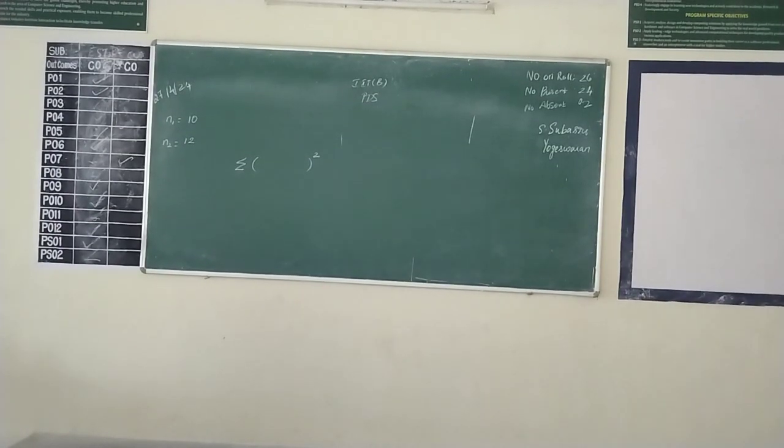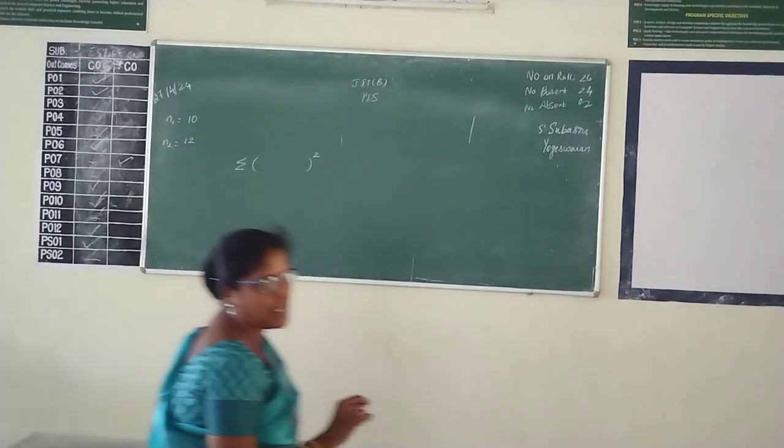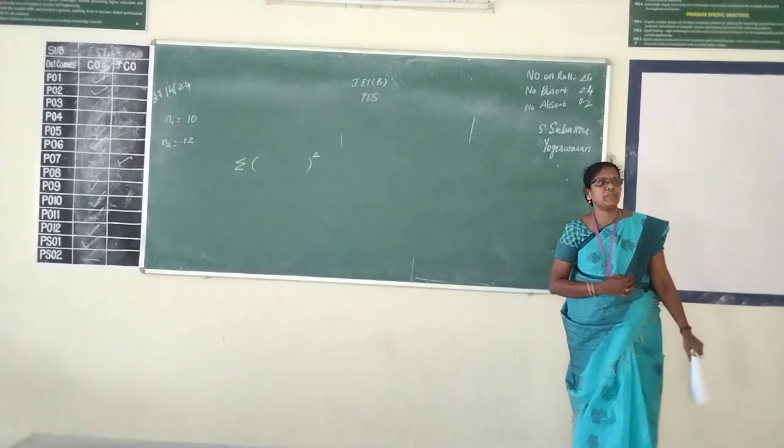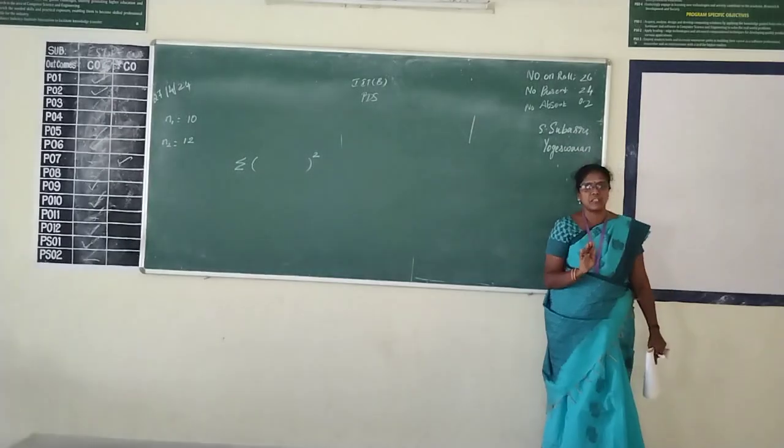So, what is given? Sum of the squares. So it is a total of some square value. We are identifying the square of which value. What is the next line given? Sum of the squares of the deviations.